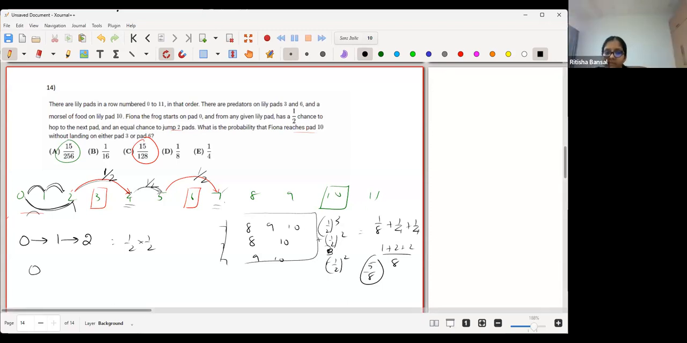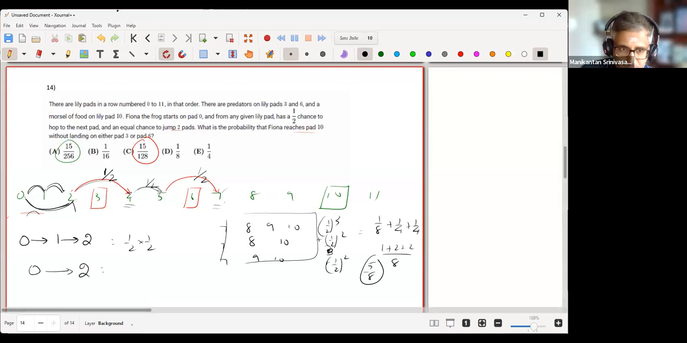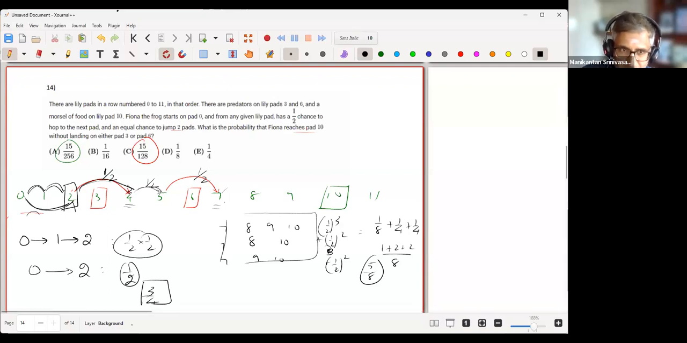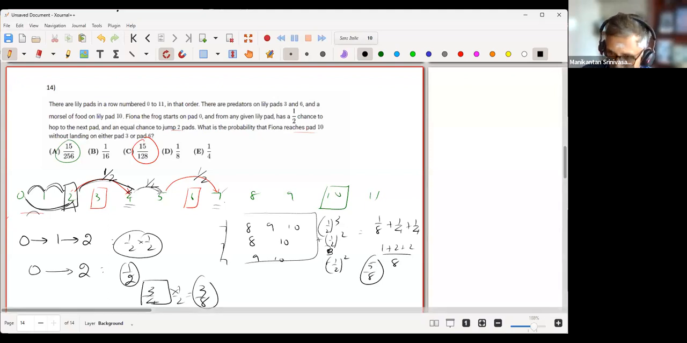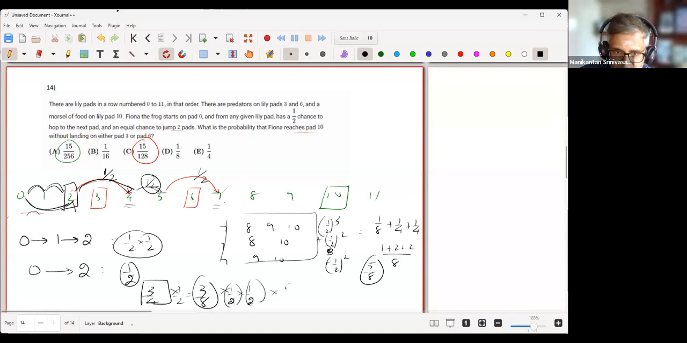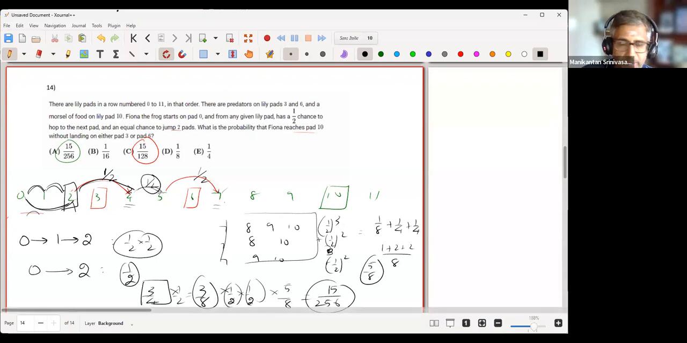So I'm just saying 0, 1, 2 or 0, 2. Okay, so these two add up to 3/4. Now I am at the point 2. And now from here, I have to definitely jump, so it's your half multiplication, which gives 3 by 8. So now I've reached the point 4. And now a further half to reach 6, a further half to reach 7, and then the further 5 by 8, which is the last step. So which is indeed 15 by something. 15 by what? 15 by 256. Yeah, 15 by 256 indeed.